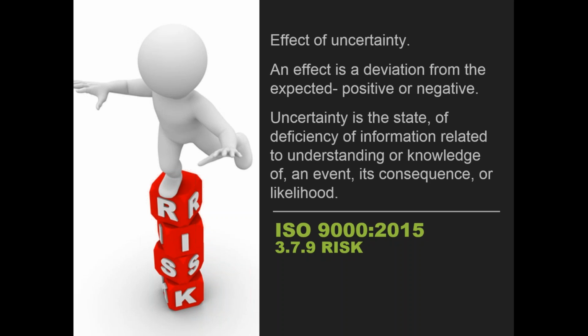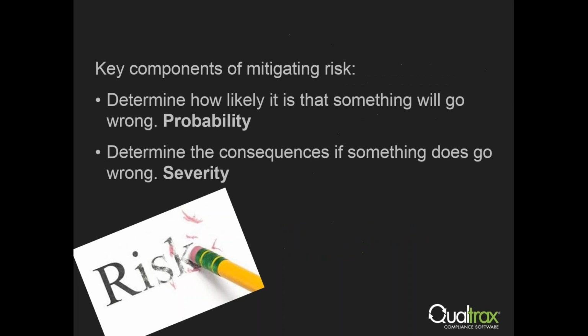3.7.9 in the ISO 9001-2015 standard defines risk as the effect of uncertainty. They defined an effect as a deviation from the expected, so no matter if it's a positive or a negative effect. Uncertainty is the deficiency of information related to an event, or in other words, its consequence or likelihood. So let's break that down even further.